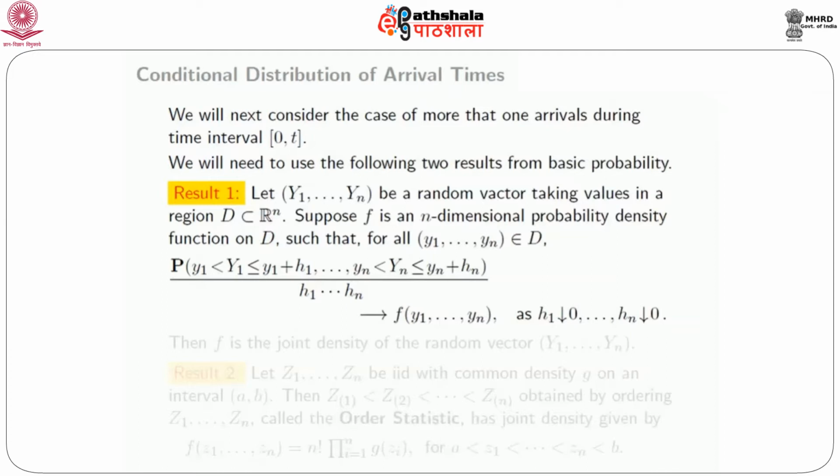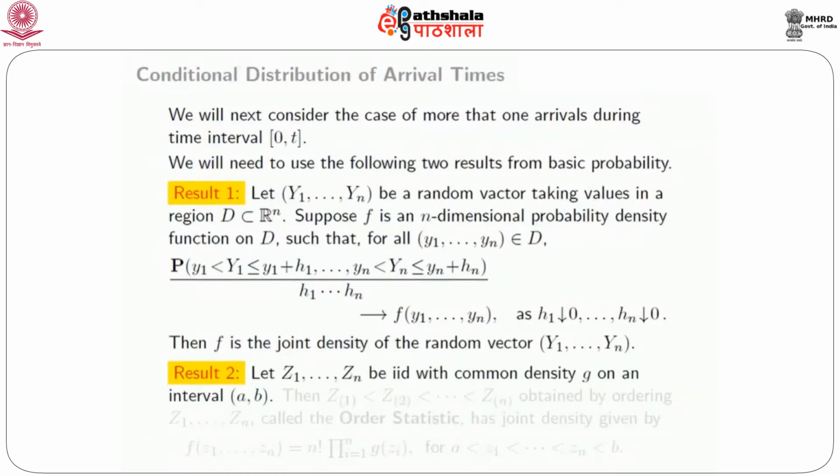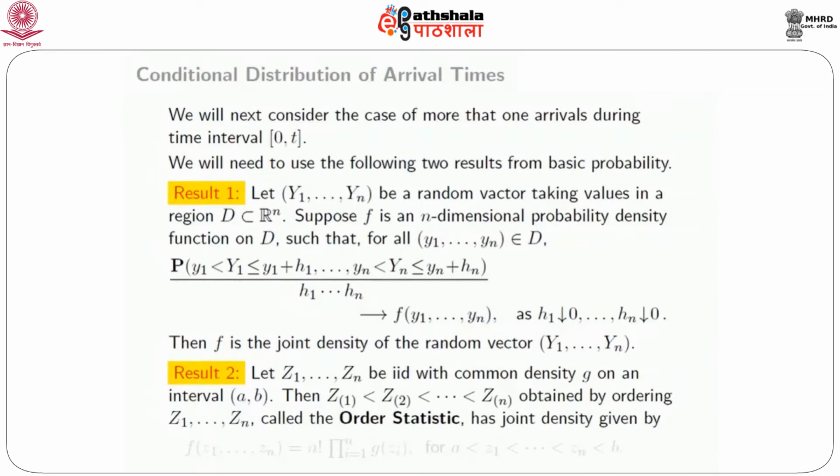So f is a probability density on D, such that if you take any point y1, y2, ..., yn in D, then look at the probability that capital Y1 lies in y1 to y1 plus h1, etc., Yn lies between yn to yn plus hn. Divide that by h1, h2, ..., hn. Then as h1, h2, etc., hn decrease to 0, suppose this ratio goes to the value of the function f at y1, y2, ..., yn. Now if this happens for every y1, y2, ..., yn in D, then this function f has to be the joint density of the random vector Y1, Y2, ..., Yn. So that's a basic result in probability.